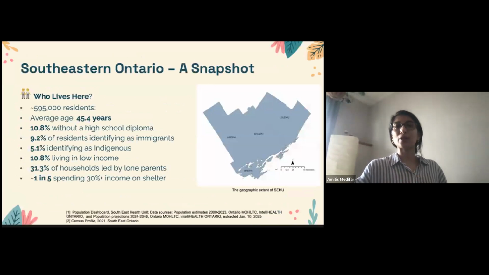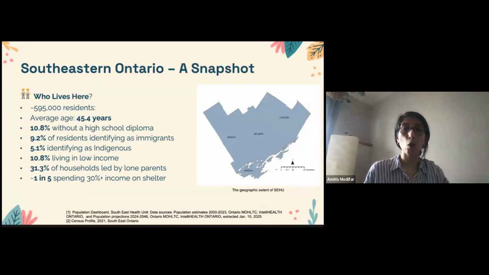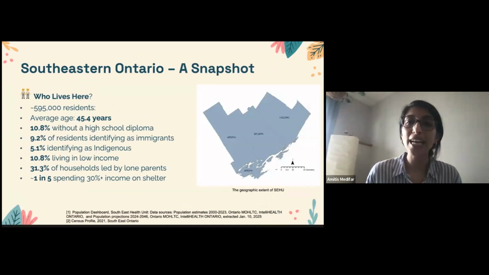When we talk about health equity, we're not speaking in the abstract. We're talking about the real people who live in this region. So let's take a moment to ground ourselves in the local context.